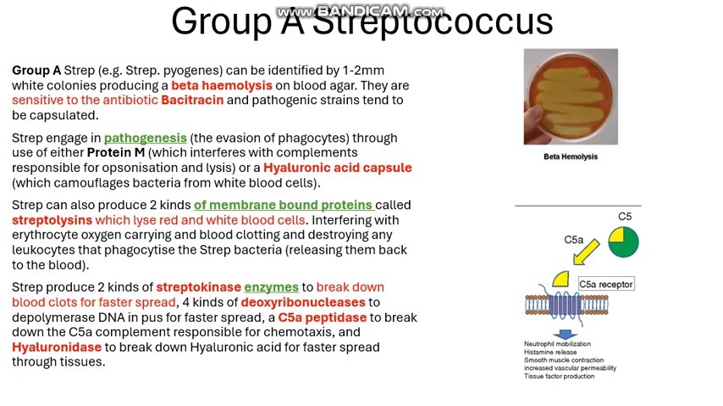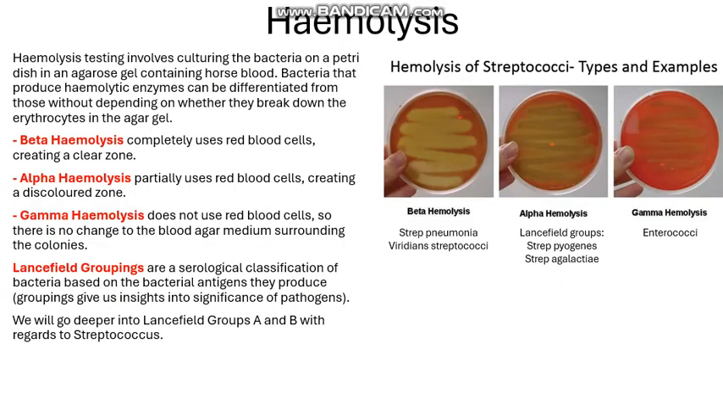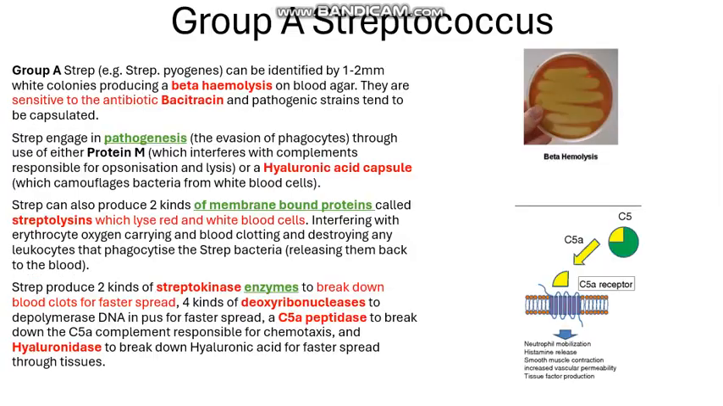So group A strep, for example strep pyogenes, can be identified by 1 to 2 millimeter white colonies producing a beta hemolysis on a blood agar. So that basically just means they're producing these hemolytic enzymes breaking down the red blood cells. They are sensitive to the antibiotic bacitracin, and they are pathogenic strains that tend to be capsulated.